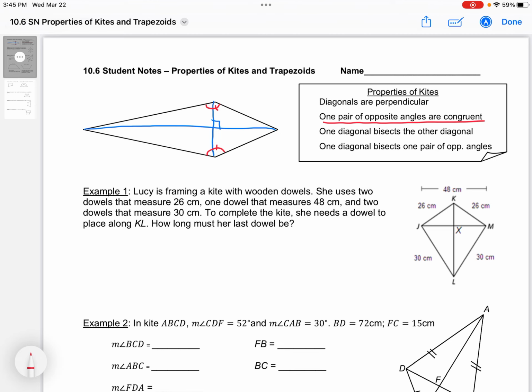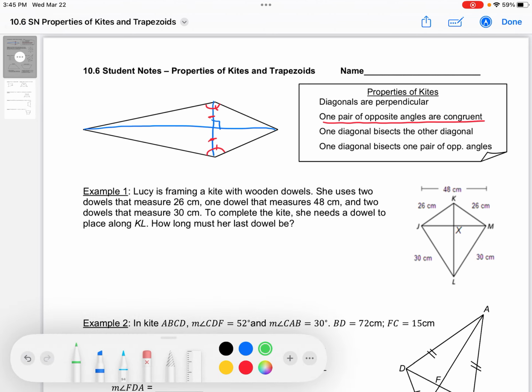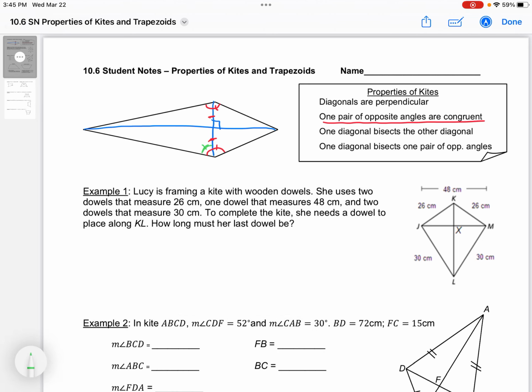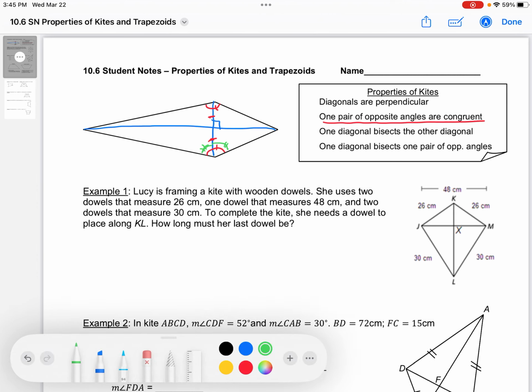One diagonal is bisected, so this diagonal is bisected, the other one is not. And one diagonal bisects one pair of opposite angles. So we also have these are equal to each other. Okay, but notice that half of the kite basically doesn't match up or isn't congruent. So you have to be kind of careful with kites. All right, let's do an example.